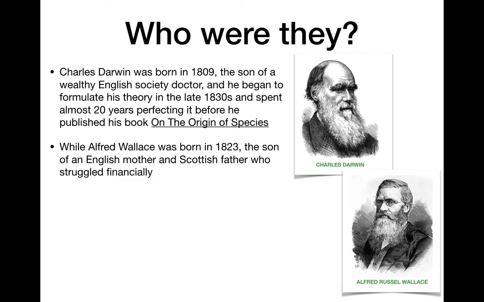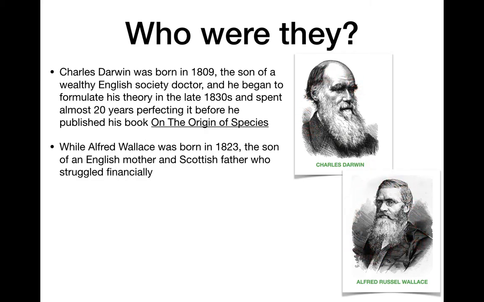Alfred Wallace was born in 1823, so he was younger than Charles Darwin. His mother was English, his father was Scottish, but he was born in Wales. He identified as English throughout his life, and they were not a very well-off family. They had some money sometimes, but would go through financial hardships, back and forth. So if we look, they have very similar appearance here. We have Charles Darwin up here and Russel Wallace down here.